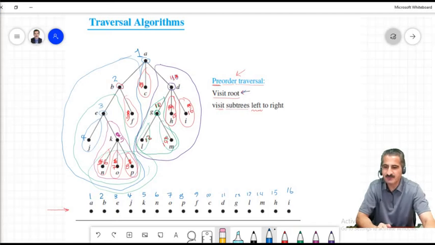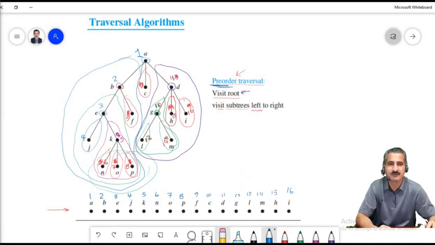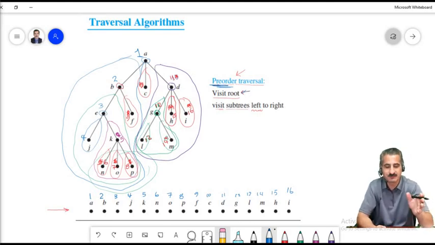So the pre-order, and we need to remember these names. This is the pre-order traversal. Visit the root, and then visit subtrees from left to right.